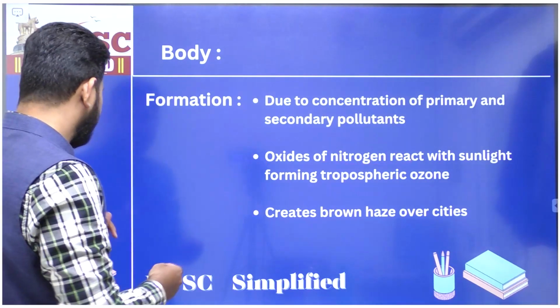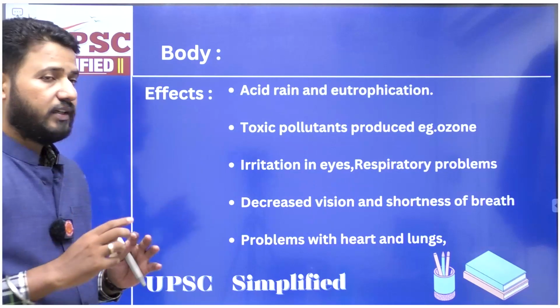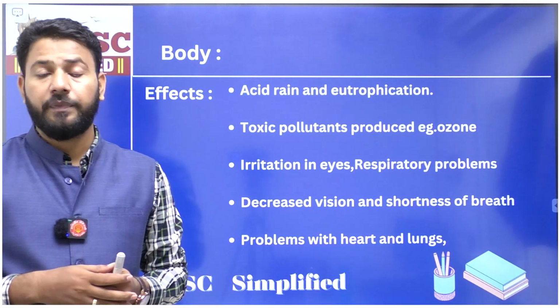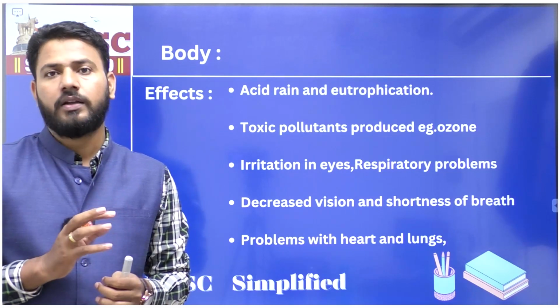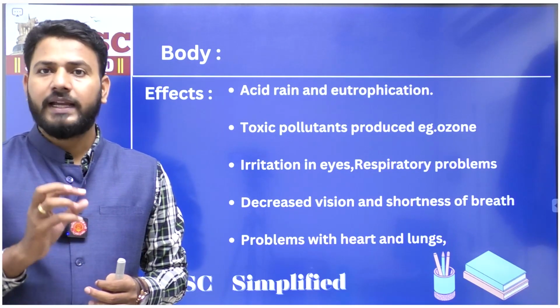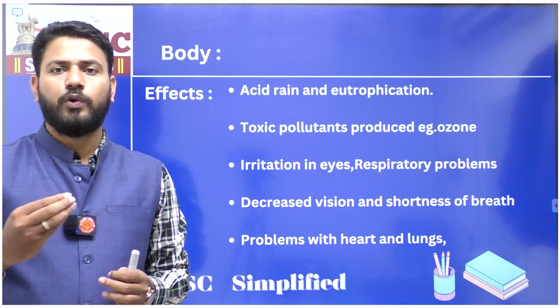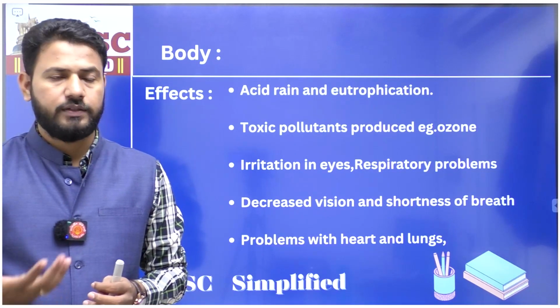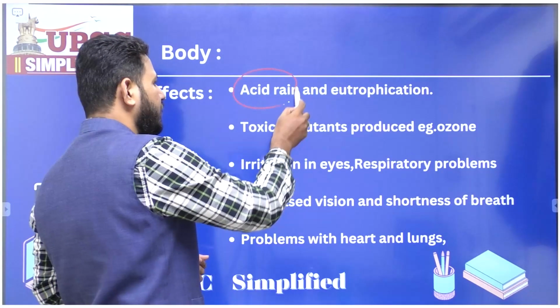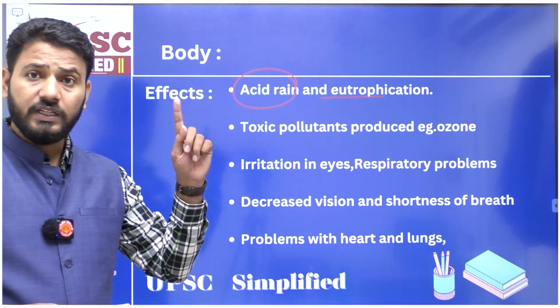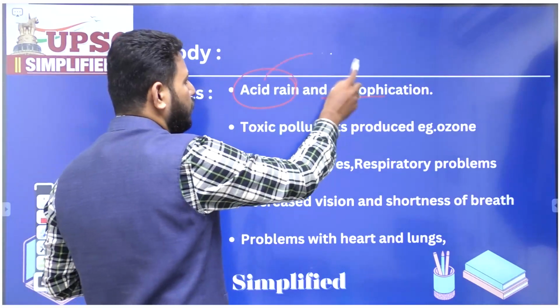Okay. Now, the second part of the body is what are the effects of photochemical smog. Now, you may know more effects, but prioritize them and write only the most important 3 or at the most 4 points. Now, what are those? The first and the most important is acid rain and eutrophication. Acid rain results into eutrophication.